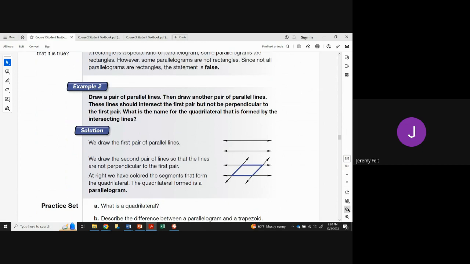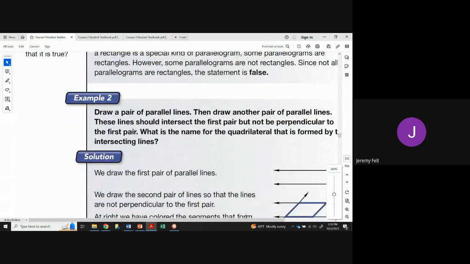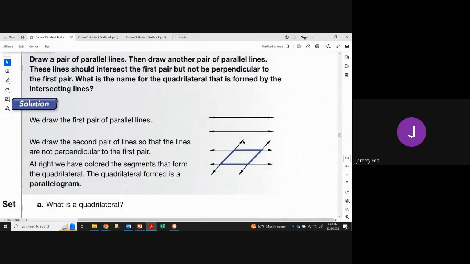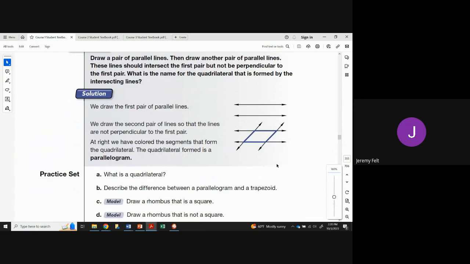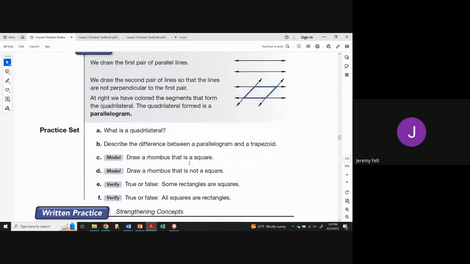If we were to look at it right here, parallel lines, and then two more parallel lines. Again, they're not perpendicular, meaning they're not making right angles. The shape that is formed is a parallelogram. So again, we've worked with a lot of different polygons and shapes. Today's lesson, when we go over the practice set in class, we'll focus in on just quadrilaterals, which means four sides. It's not always a square or rectangle; there are a few different types of quadrilaterals, as we just mentioned.